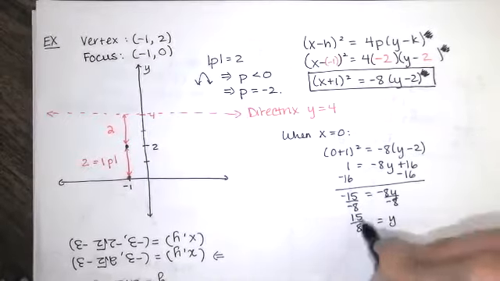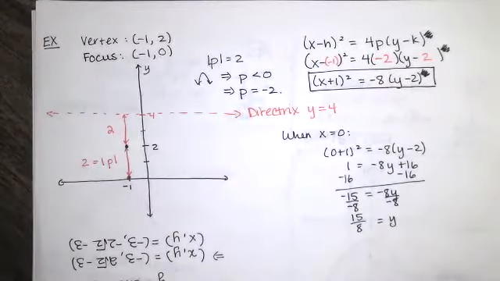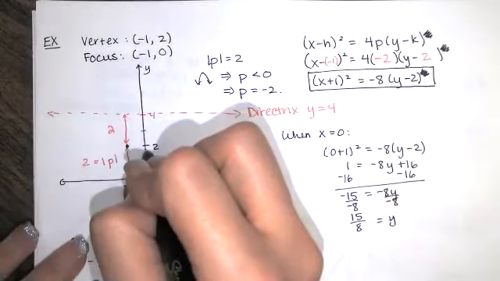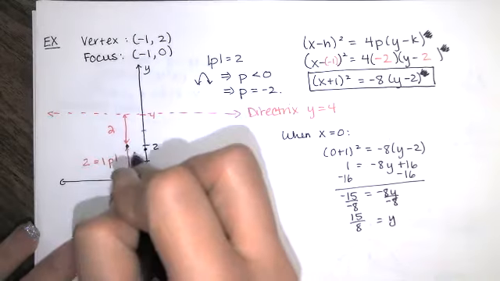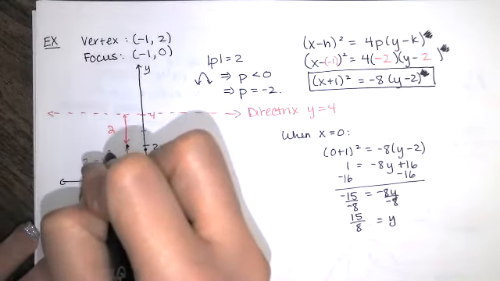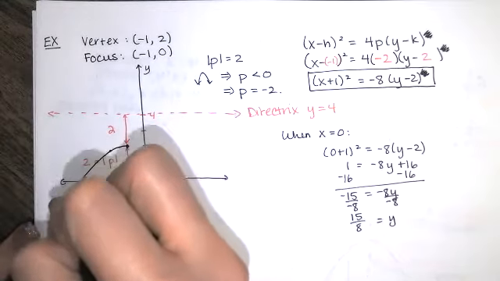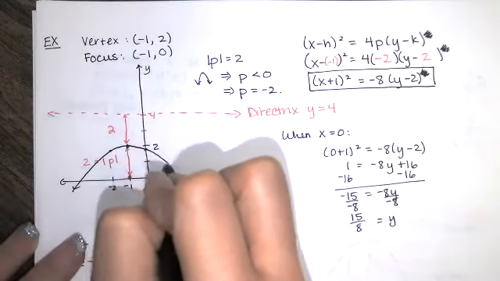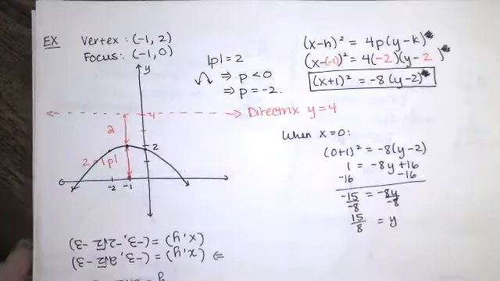It's really close to 16/8. It's really close to 2. It's just a little bit shy of 2. 1/8 shy of 2, to be precise. And because of symmetry, we're going to have the same y value on the other side. So roughly, our parabola looks like that.